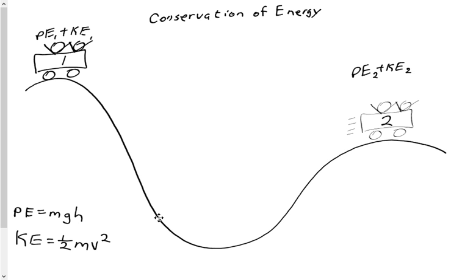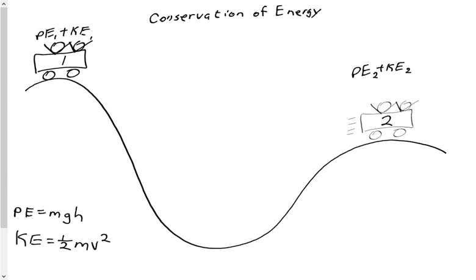All right, I'm going to do a quick little lesson on the conservation of energy, mostly going over the concept here. So if I have a roller coaster going over the first hill, that's going to be position 1. So I have the potential energy at position 1 plus the kinetic energy at position 1.